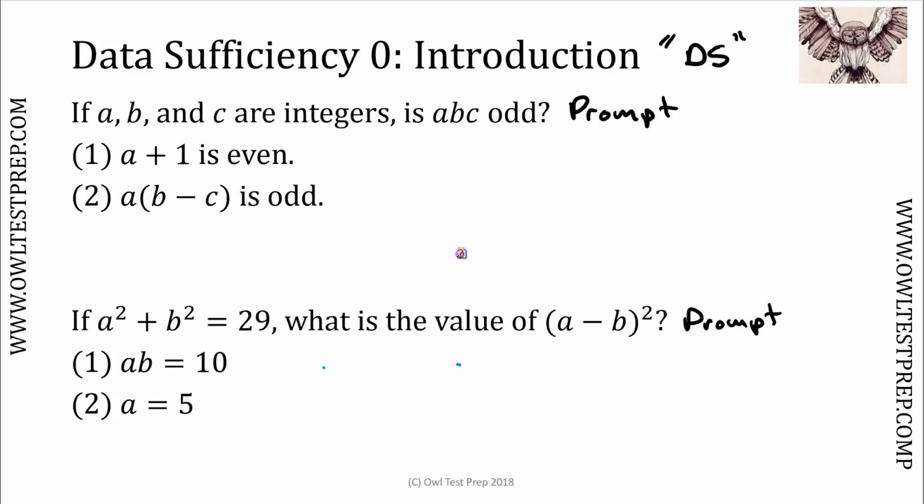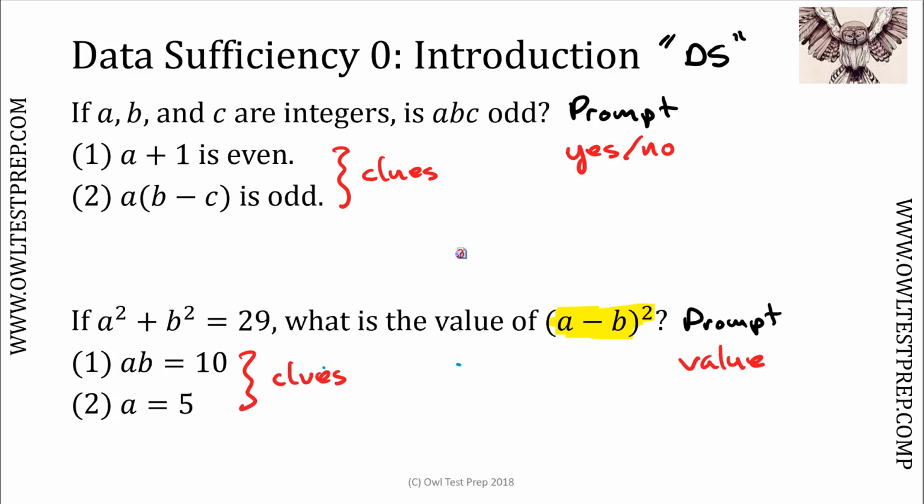And DS questions come in two flavors. There's the yes-no flavor, where you need to use your clues to either answer the question, yes or no, definitely. And just before I get going too far, these are the clues or the data. And then a value question is looking for a single value. So in this particular case, they want a single value for this expression, a minus b squared. And then, of course, we have clues here as well.